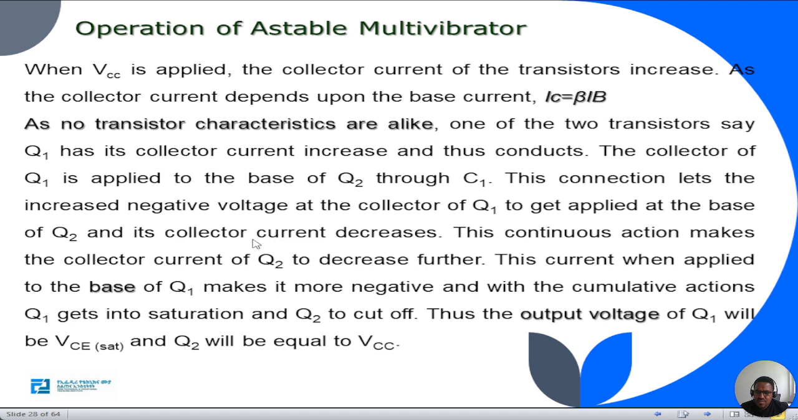and its collector current decreases. This continuous action makes the collector current of Q2 decrease further. This current, when applied to the base of Q1, makes it more negative, and with the cumulative action Q1 gets into saturation and Q2 to cut off. Thus the output voltage of Q1 will be VCE saturation and that of Q2 will be equal to VCC.